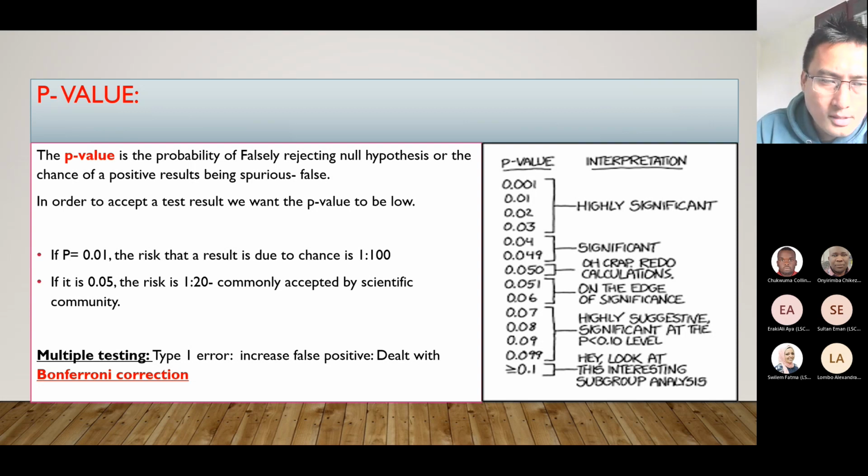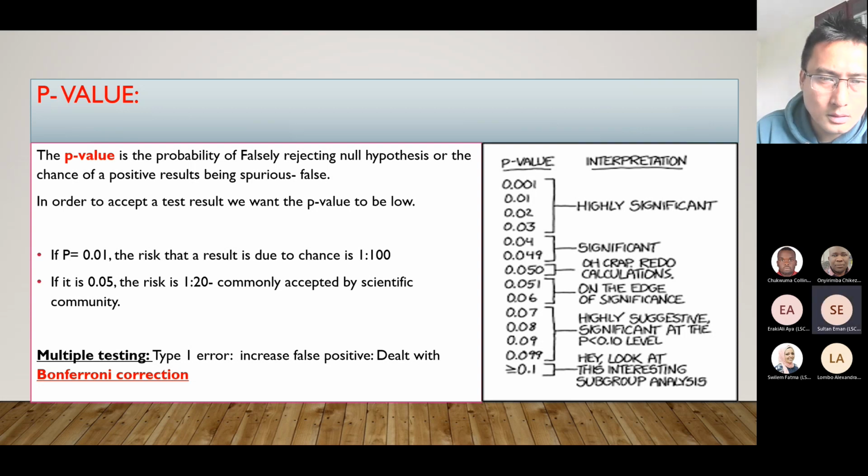There's one more thing: if you do the test again and again, repeat it again, it increases the chance of having false positive. The false positive is a type 1 error. So we need to use a statistical test to avoid this kind of problem. The statistical test that we use is Bonferroni correction. Is this clear to everyone?